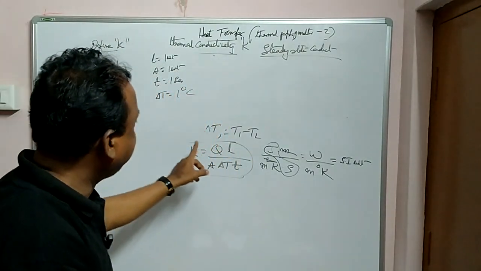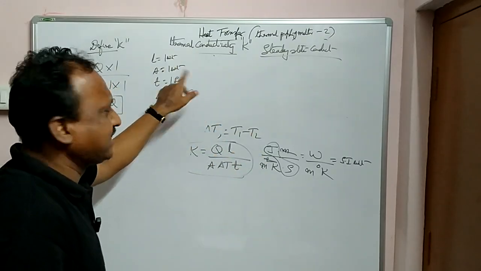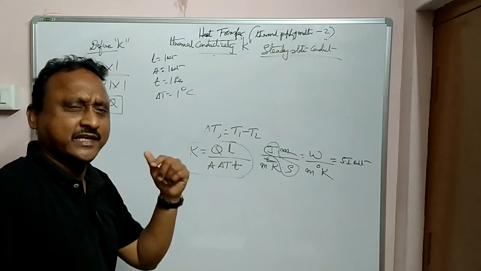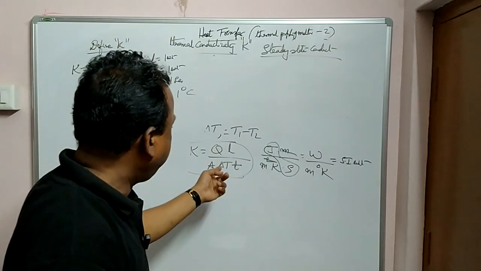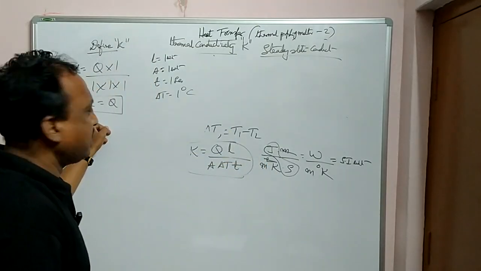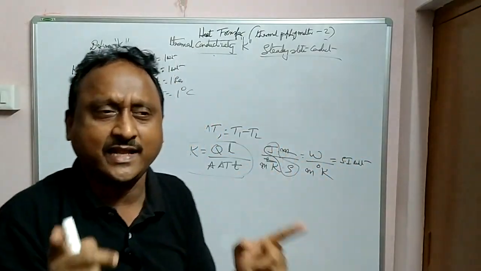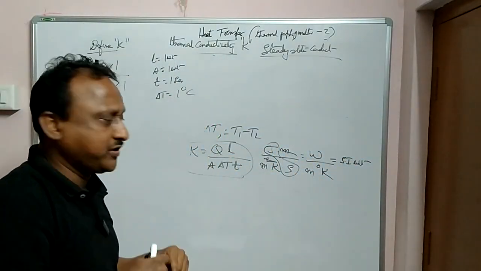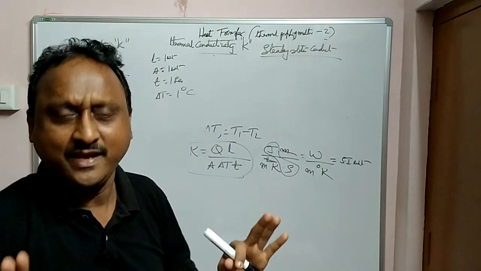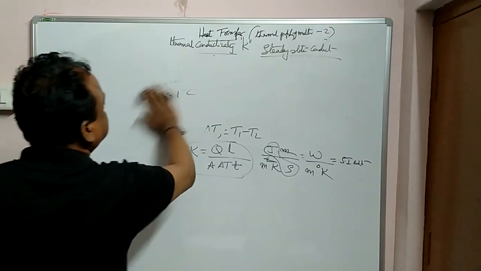If all are made 1 unit, or you can even take 1 meter also, if it is 1 meter square the definition changes. I have taken 1 unit. So if length is 1 unit, area of cross section is 1 unit, and delta T is 1 degree centigrade over a time of 1 second, that is equal to the coefficient of thermal conductivity. It is that quantity of heat flowing in a conductor of length 1 unit, over an area of 1 unit, temperature difference of 1 degree centigrade, time of 1 second. Clear?